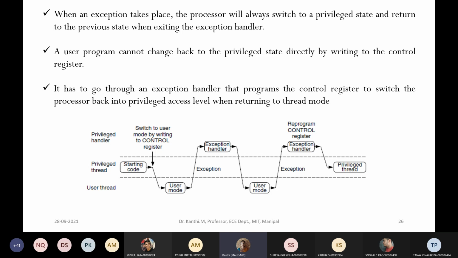If there are some privileged threads, you want to go to the operating system level, they are called privileged threads. Run those. So this diagram shows the switching between your privileged and the user thread. I hope the diagram itself is self-explanatory.